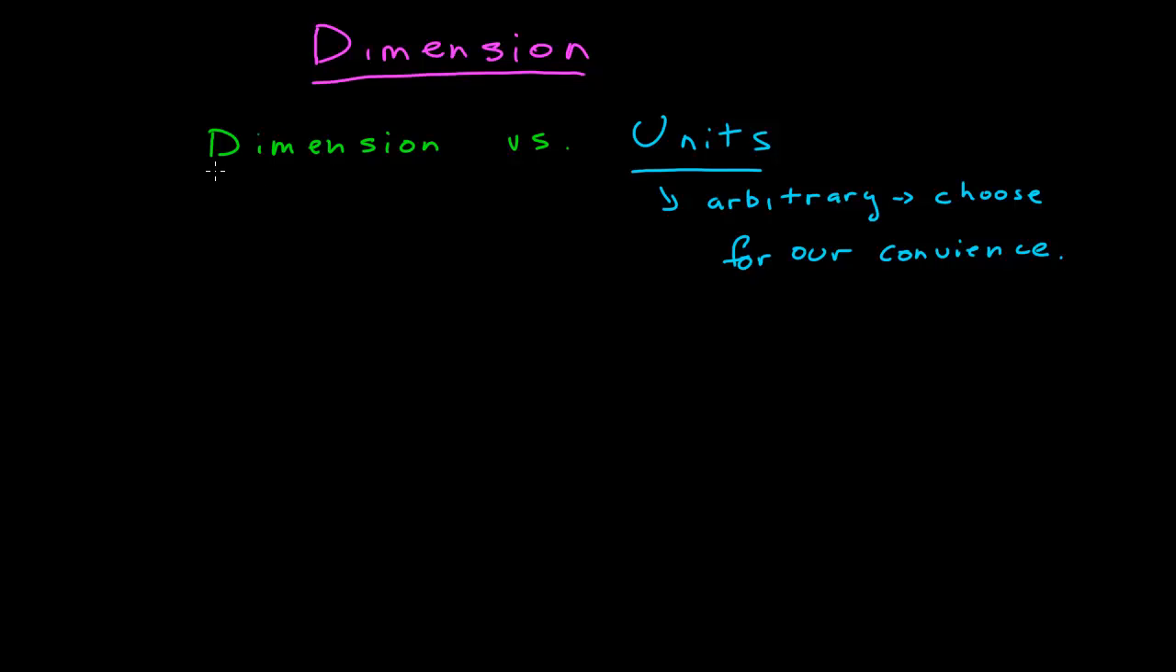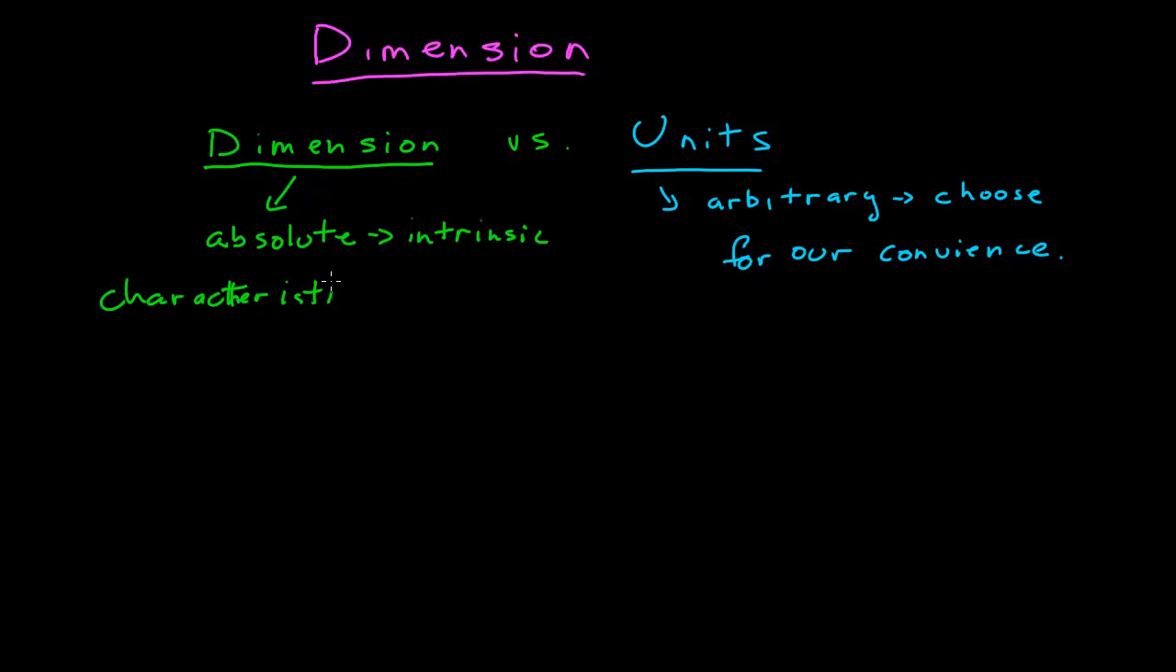Dimension is not arbitrary. A dimension of an object is absolute. It is an intrinsic characteristic of the object.